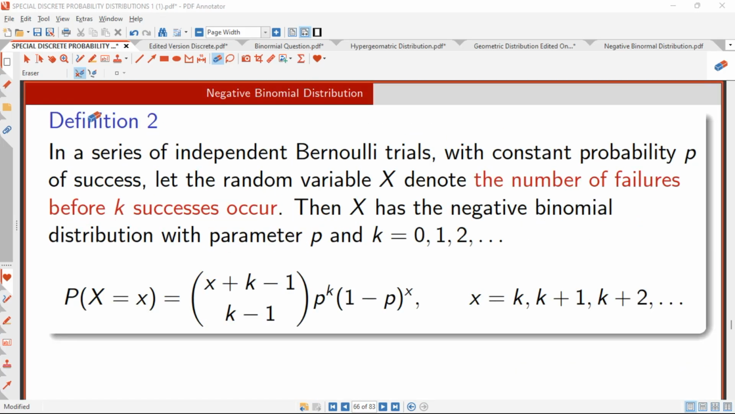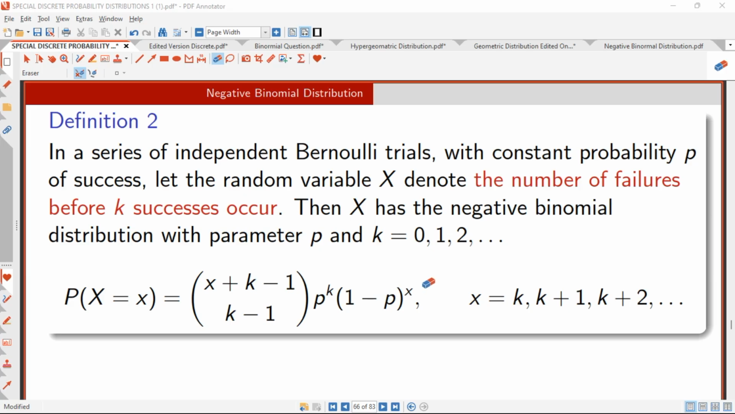The second definition says that in a series of independent Bernoulli trials with a constant probability P of success, let the random variable X denote the number of failures before the kth success occurs. Then X has the negative binomial distribution with parameters P and k. Since X represents the number of failures before the kth success, our PMF will be X plus k minus 1 choose k minus 1 times p raised to the power k, times (1 minus p) raised to the power X.